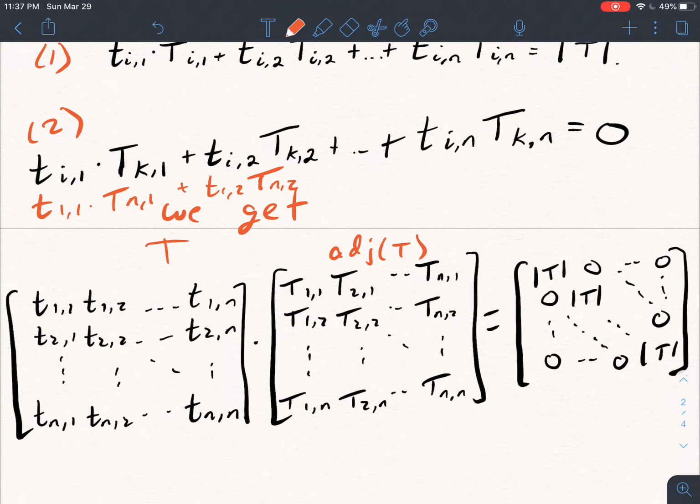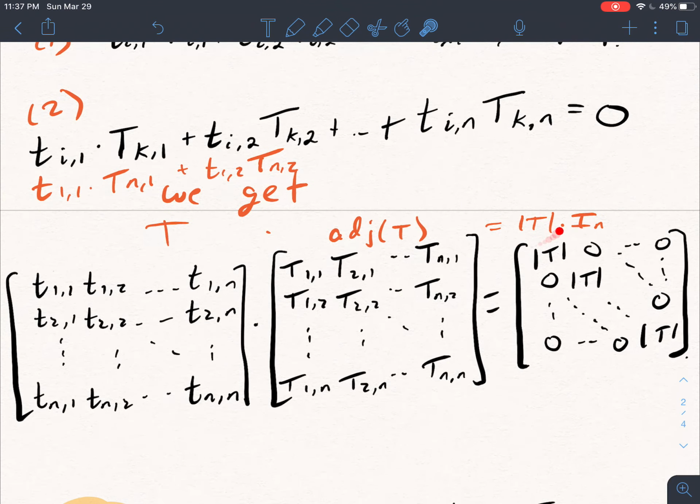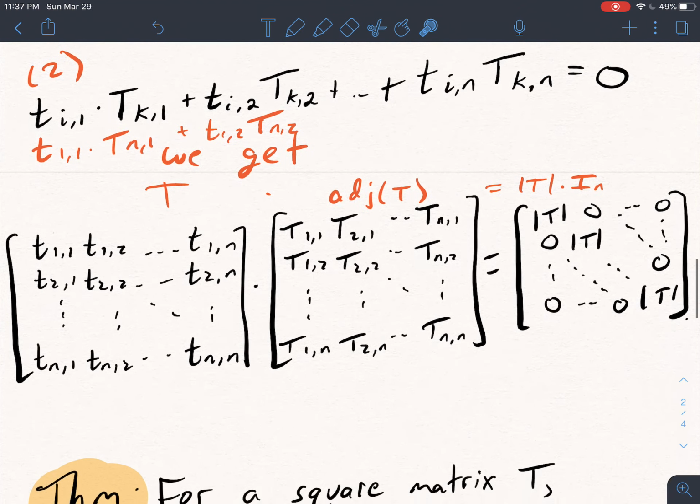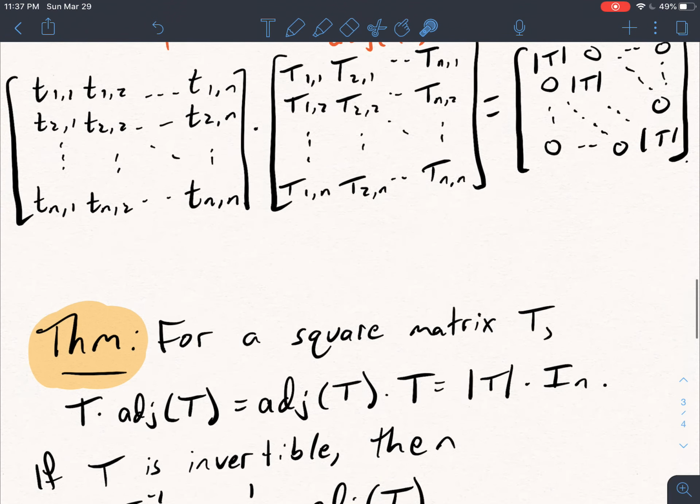So if T is not invertible, then T times the adjoint is equal to 0 in that case. And if T is invertible, then you could still factor out the determinant of T times the identity matrix. Factor out the determinant, you're left with the identity matrix. And therefore, the determinant of T is a constant, so I could just divide by that on both sides. And that thus tells me a formula for the inverse of the matrix T.